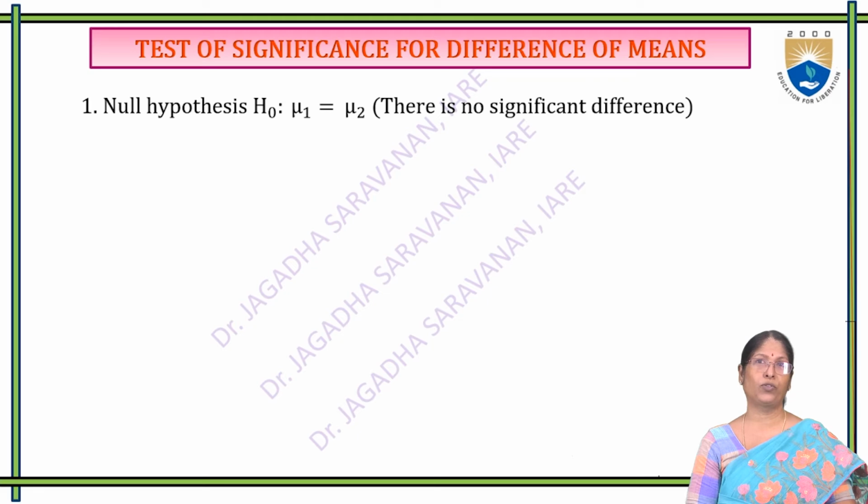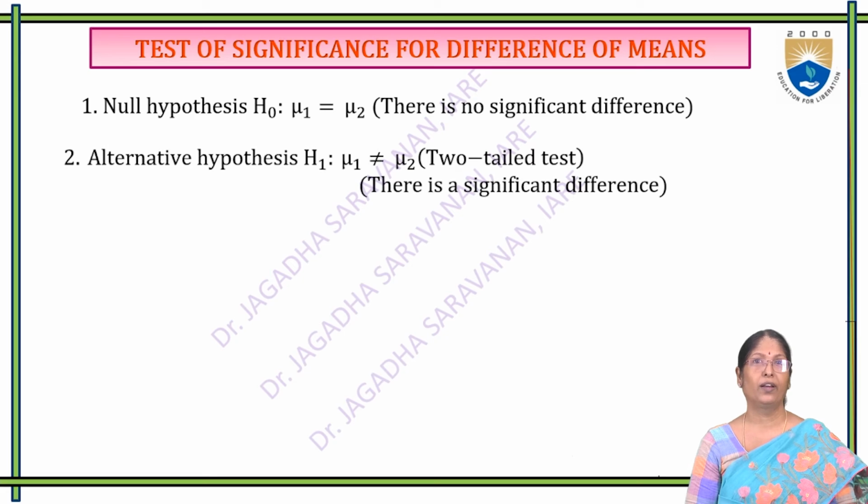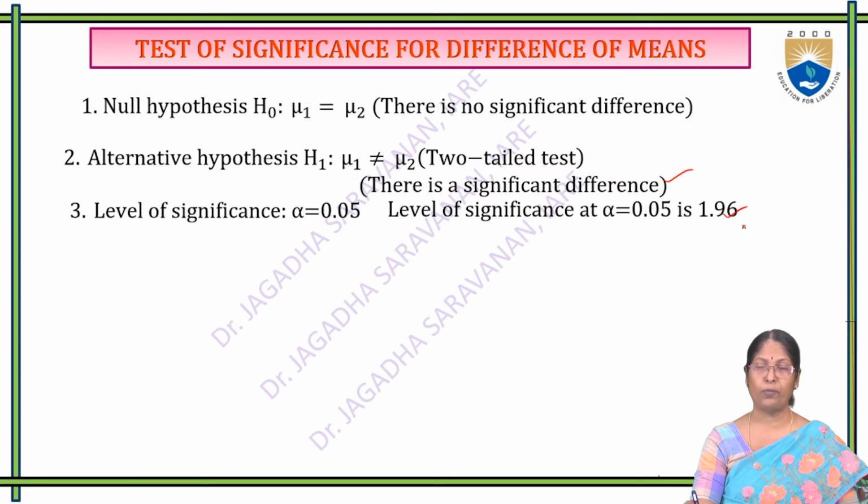So the null hypothesis, H0: mu1 equal to mu2. There is no difference, we are saying. Then the alternative hypothesis says there is a significant difference. The level of significance is 0.05. So the tabulated value is 1.96.